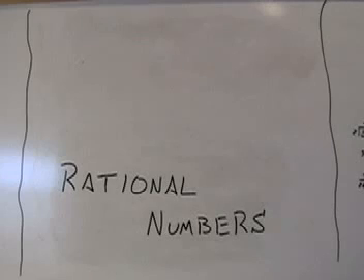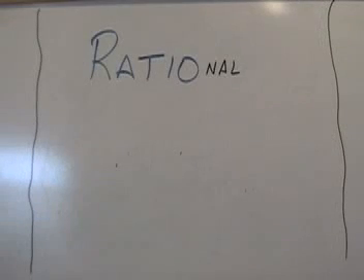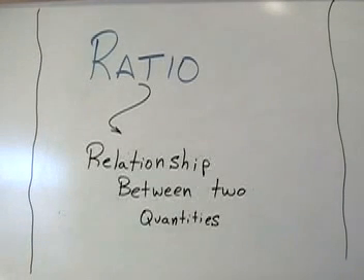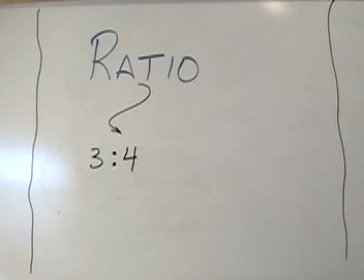Let's talk briefly about rational numbers. Let's start by looking at the word rational. We see the root ratio. We know a ratio is the relationship between two quantities. For example, the ratio of 3 to 4. We know we can write this ratio other ways as well. We could write it as the fraction, 3 over 4.